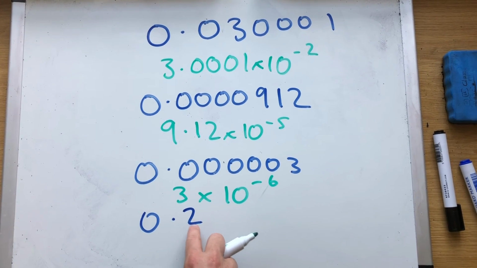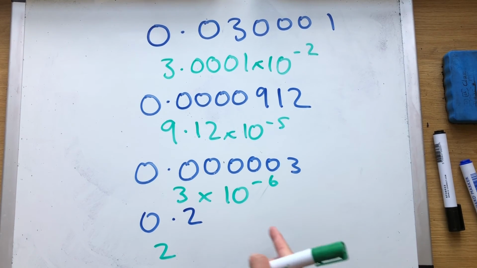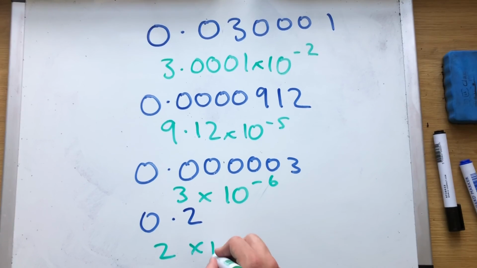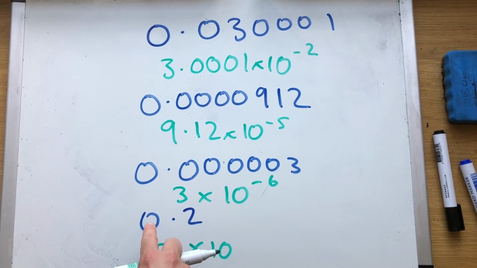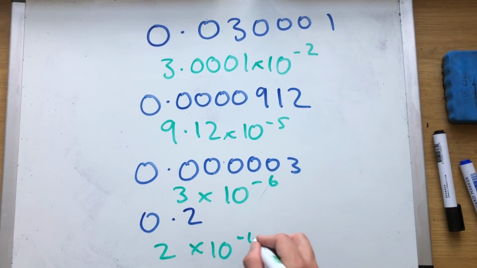This one here, we write down our first non-zero. Doesn't count, counts, 2. We write down all the numbers after 2. There aren't any. Always times 10. And then how many zeros do we have? 1. So to the power of minus 1. That's how we do it. That's how we're turning numbers between 0 and 1 into standard form.